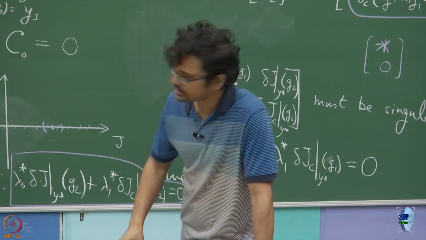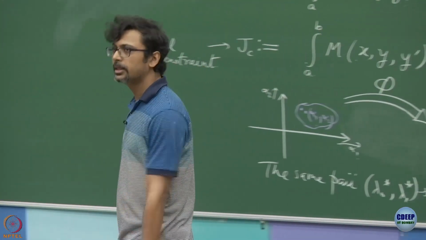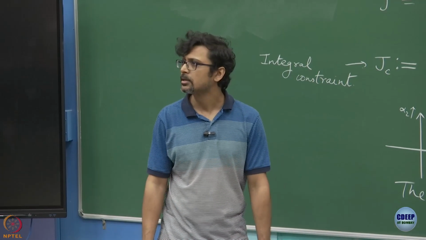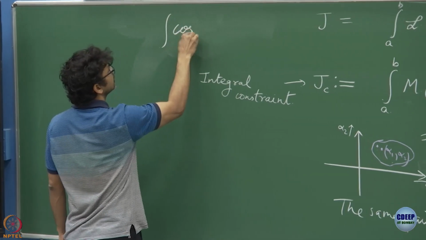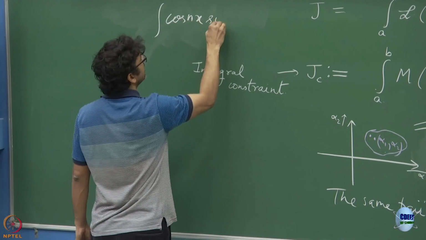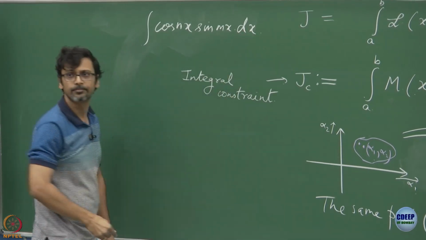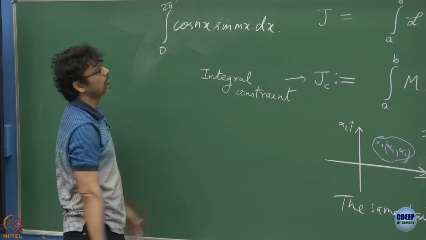What are inner products in function spaces? Anyone's aware? You've actually done that. You're all familiar with Fourier series for periodic functions. You remember you had cos nx sin mx dx, over a complete period. What did this turn out to be?